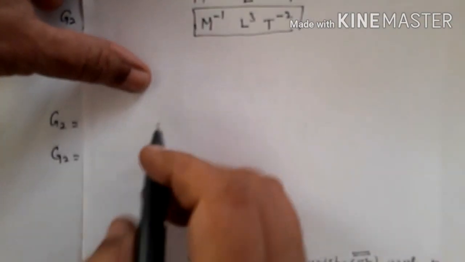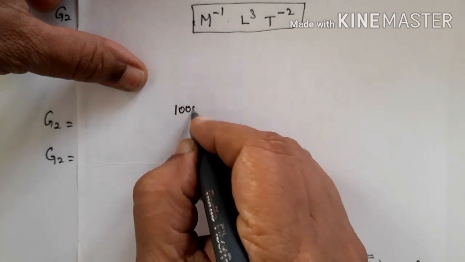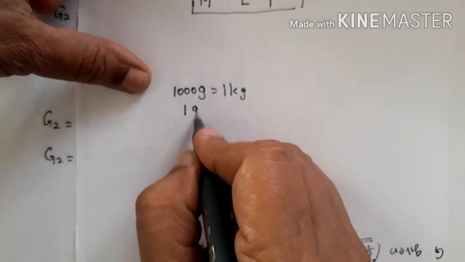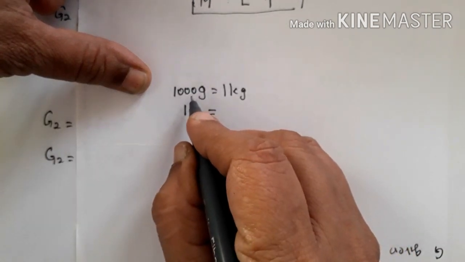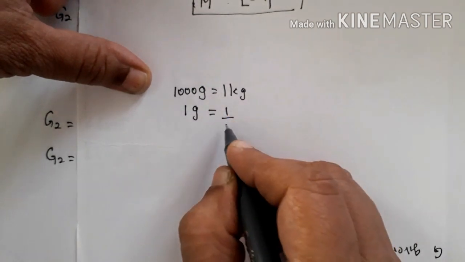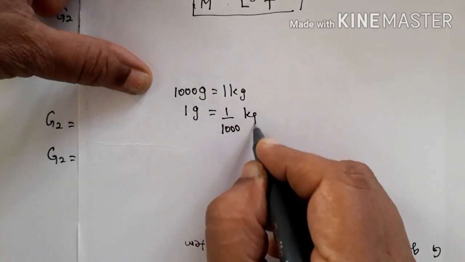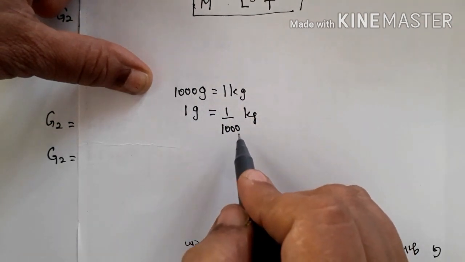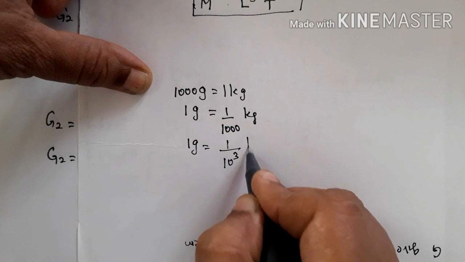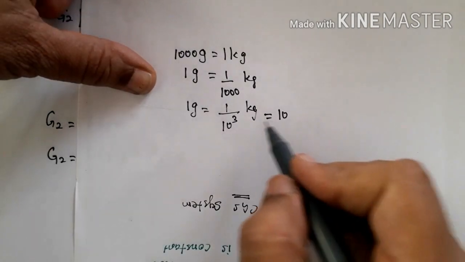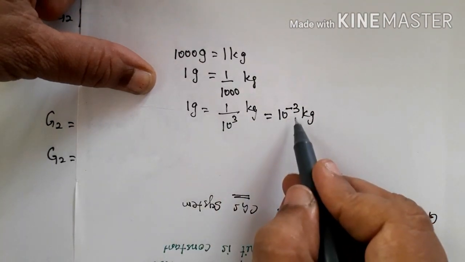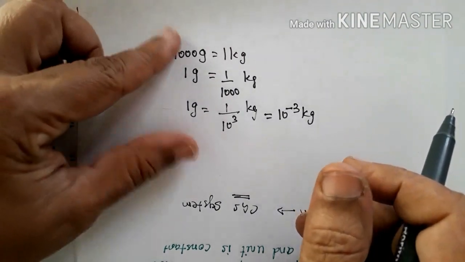See, you have to note down, children. Look here, you know that 1000 gram is 1 kilogram. You are familiar with this, right? So if I need 1 gram, bring this 1000 to the denominator: 1 gram is 1 by 1000 kilogram. Multiplication becomes division on the other side, right? So 1 gram is equal to 1 by 10 power 3, since 1000 can be written as 10 power 3. So you can also write it as 10 power minus 3. So 1 gram is 10 power minus 3 kilogram. I hope you understood this.